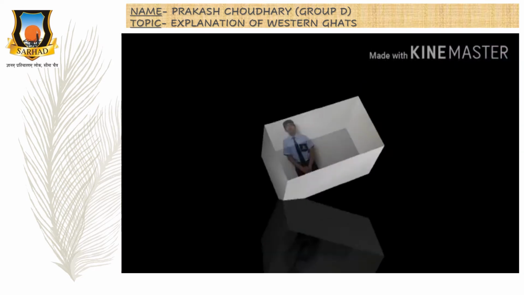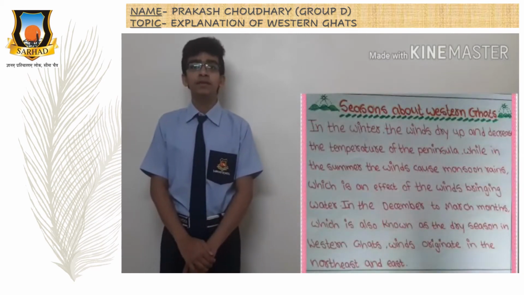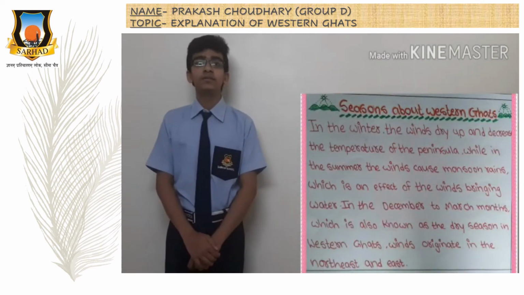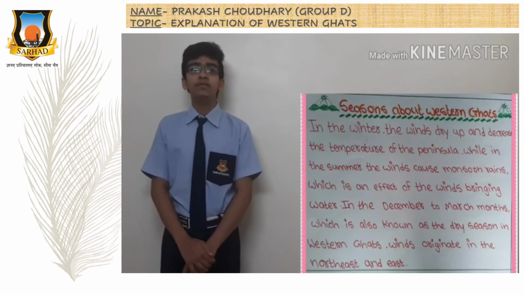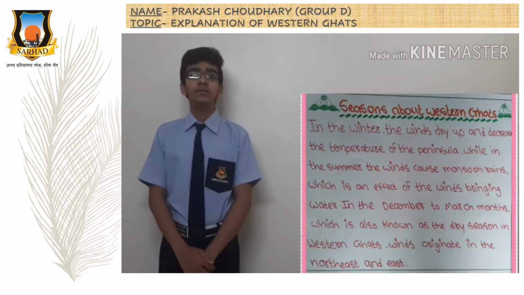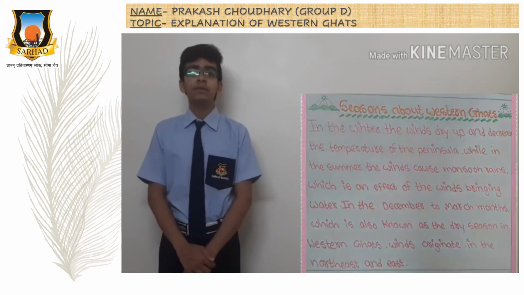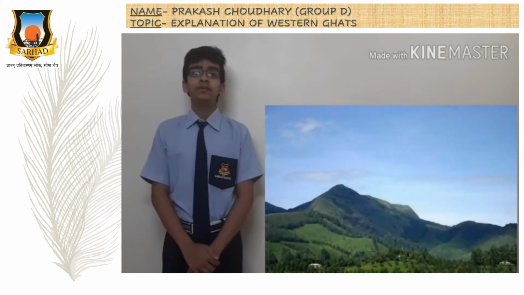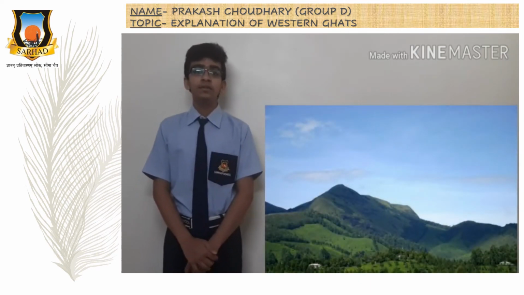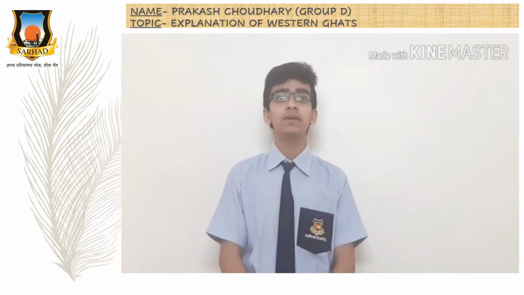In the winter, the winds dry up and decrease the temperature of the peninsula. By the summer, the winds cause monsoon rains, while December to March is known as the dry season. In Western Ghats, wind originates in the northeast and east.